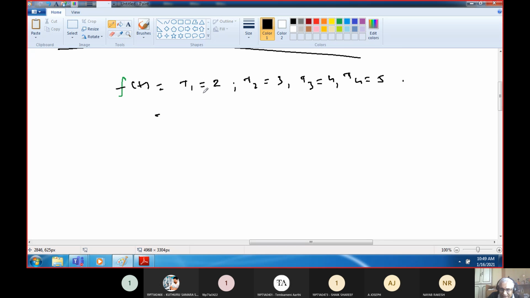Okay. Now how did we write this? We wrote sine 2 pi into 2 into t like that. Okay. 2 pi by 2 into t, 2 pi by 3 into t, 2 pi by 4 into t, 2 pi by 5 into t. Now when I add all of them, will I get a periodic signal?